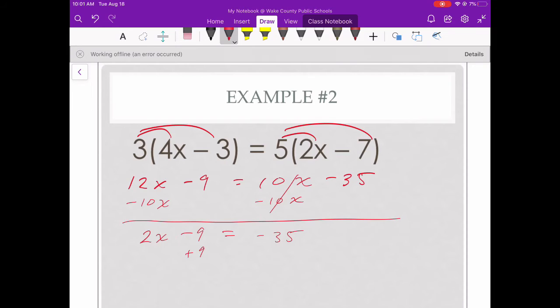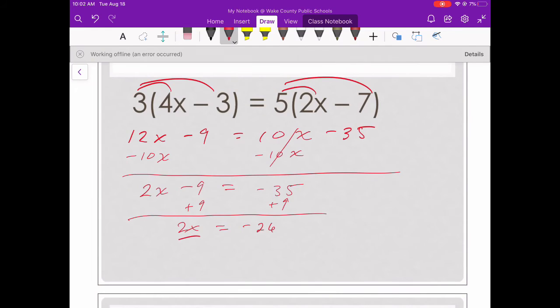I'm going to use the inverse operation, add 9 to both sides, to try to isolate the variable. 2x is equal to negative 26. Last step, divide both sides by 2, because that's the inverse of multiplying by 2. x is equal to negative 13.